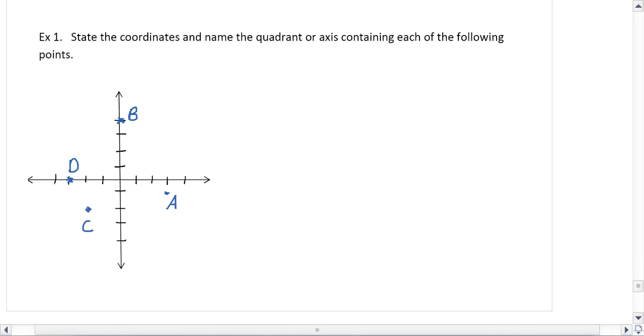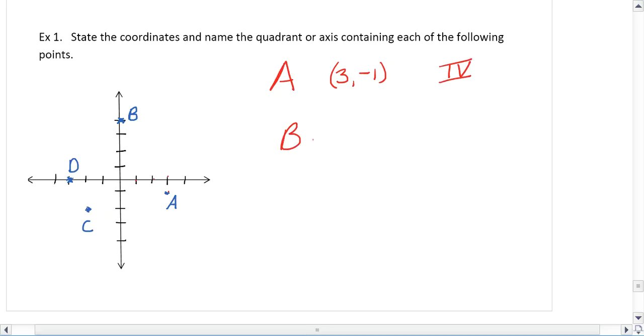In example 1, we're asked to state the coordinates and name the quadrant or axis containing the points. Let's look at point A first. I did my best without an actual grid to put them on intersections here. For point A, the first number in the ordered pair is the sideways number, so we're coming in the positive direction, 1, 2, 3, and down 1. So it becomes positive 3, and negative 1 for the y. And point A is located in quadrant 4.